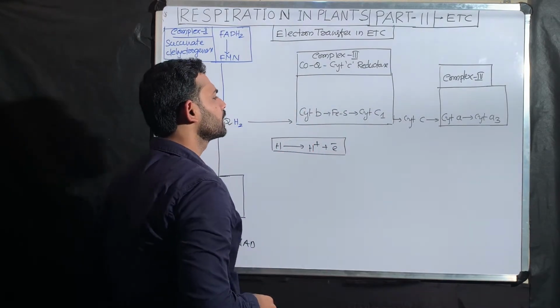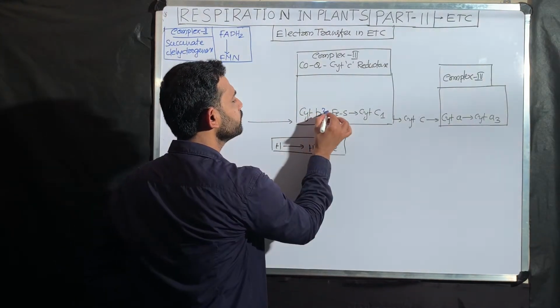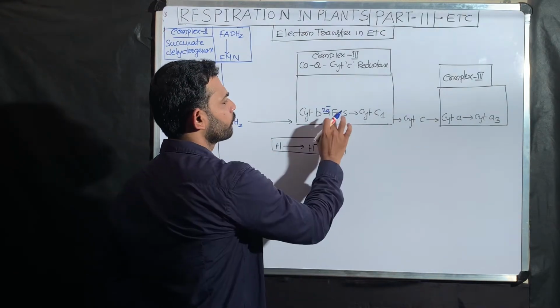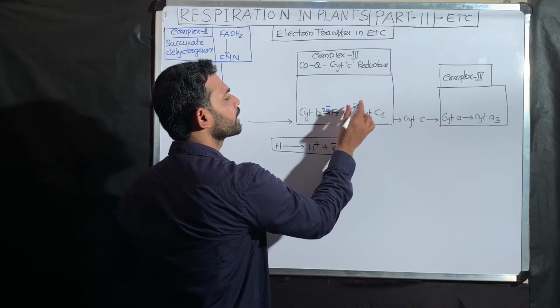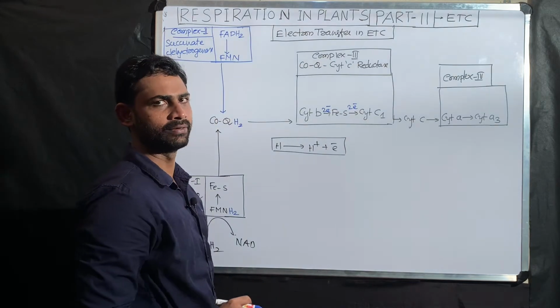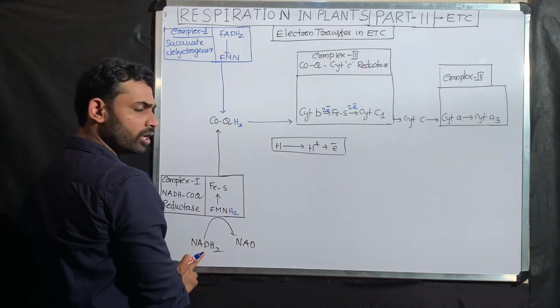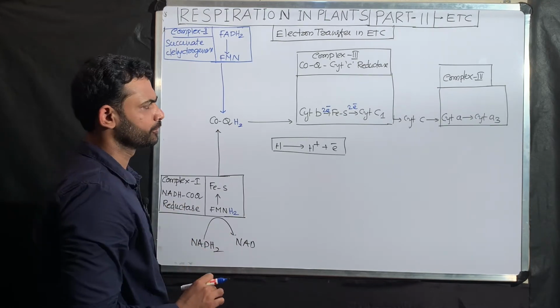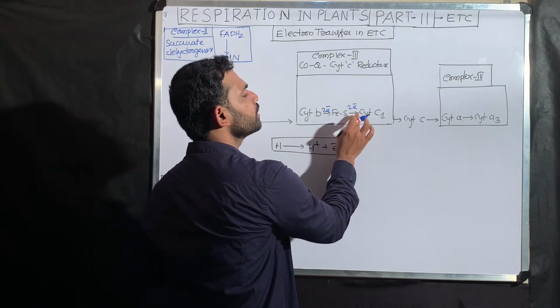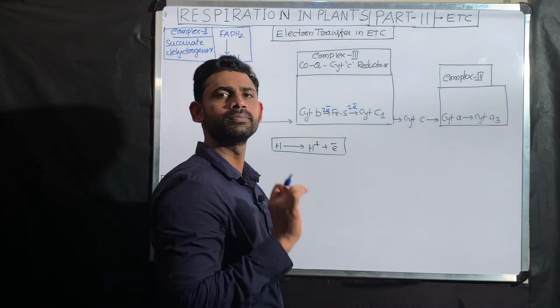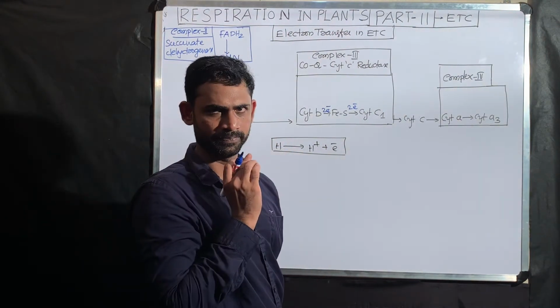2 electrons are moving from cytochrome B to the iron sulfur protein. From the iron sulfur protein, 2 electrons are moving to the cytochrome C1. Carefully you have to follow this. These 2 electrons are actually donated by... who is the donor? NADH2. Now finally 2 electrons are present in the hand of cytochrome C1 of complex 3.